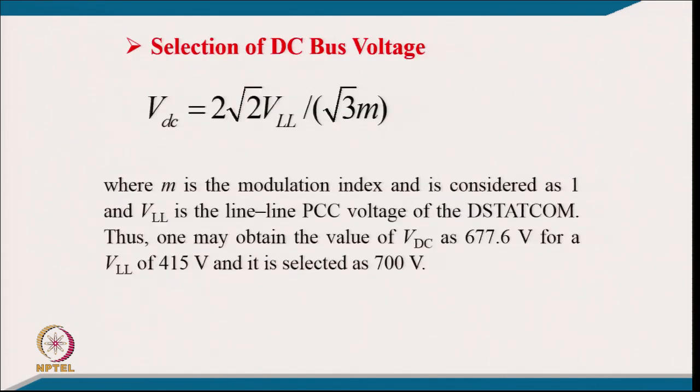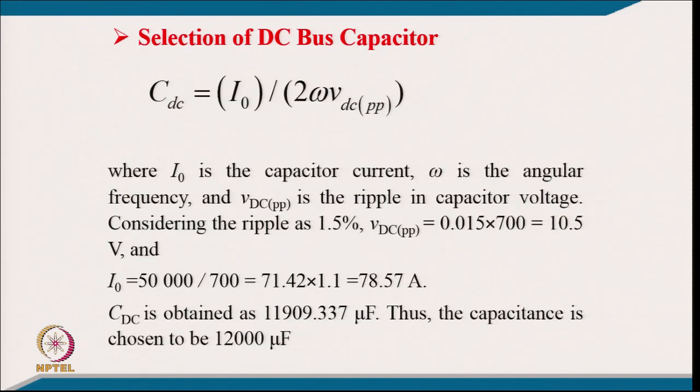So, here also the DC link voltage is again 2 root 2 into VL upon root 3 m, where again the modulation index can be considered 1 or 0.9, and VL is the line PCC voltage. Thus, one may obtain the value of VDC as 677, and we can select for this 400 volt system a 700 volt after rounding the values. Well, for the DC link capacitor here, usually it is a different formula than what we discussed earlier.